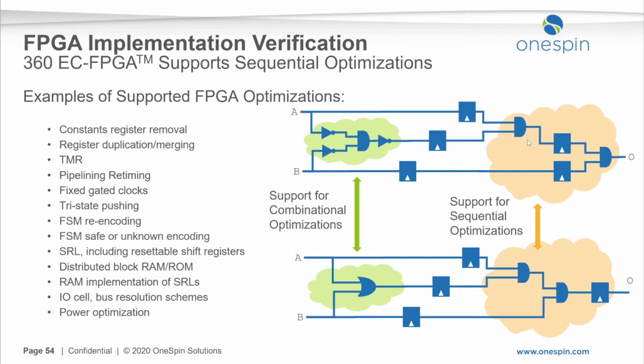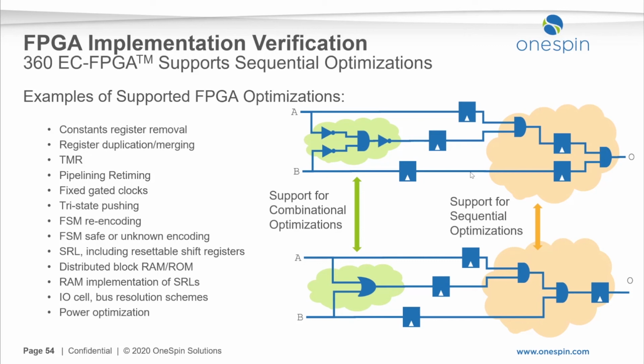What this means is there's not always a one-to-one mapping, right? Of course, with our tool, we also try to get as many combinational mappings as possible. But since this is an FPGA, it's not always going to be possible. If you have some re-encoding or retiming, you cannot get the one-to-one mapping. So you have to really understand what these sequential optimizations mean. And this is what we do really well with OneSpin EC-FPGA.